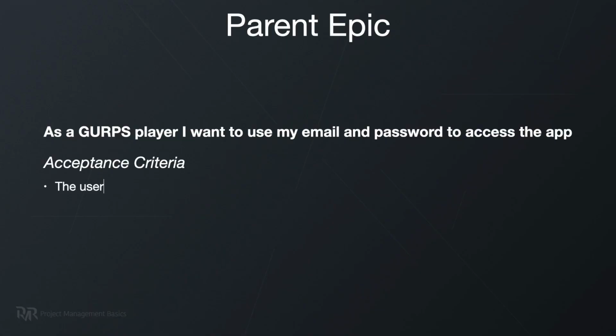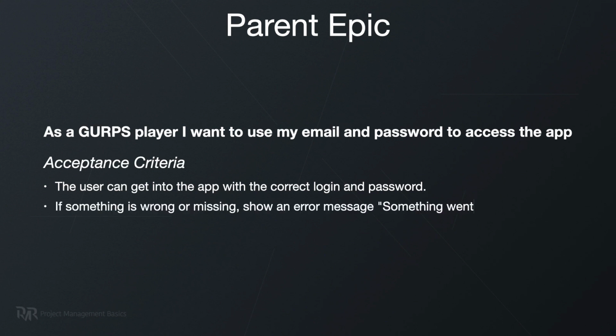And acceptance criteria are tricky because on one hand you can use general terms to describe what needs to be done. For example, for a login screen, we can write simple acceptance criteria like this. The user can get into the app with the correct login and password. If something is wrong or missing, show an error message. Something went wrong, try again.